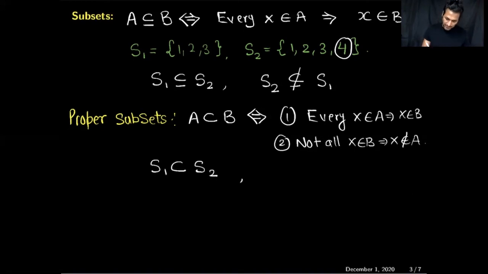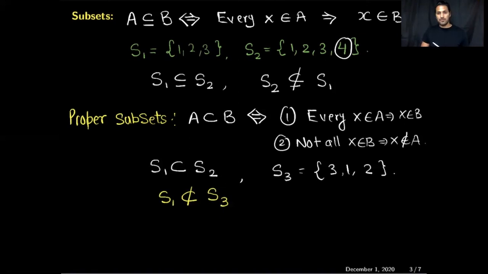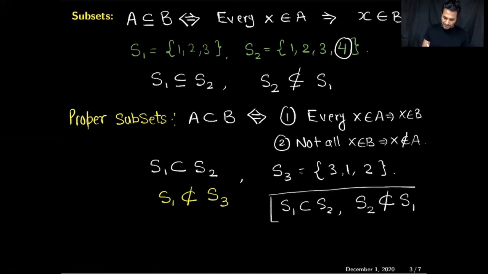And if, for example, I write another set S3, which contains the elements 3, 1, and 2, then you can see that S1 is not a proper subset of S3, because all the elements of S3 are also in S1. So as you can see, for a proper subset, if S1 is a subset of S2, we must have that S2 is not a subset of S1. Then it will be a proper subset.